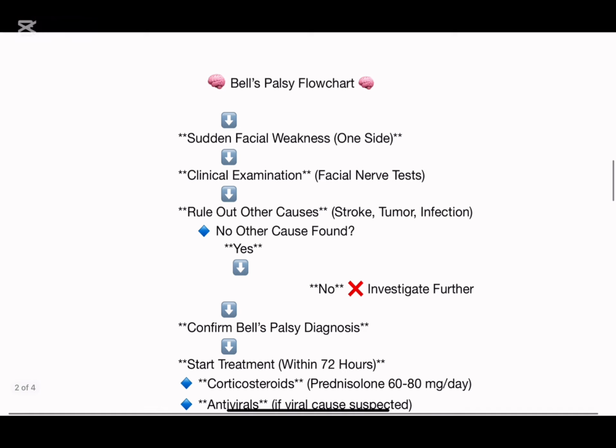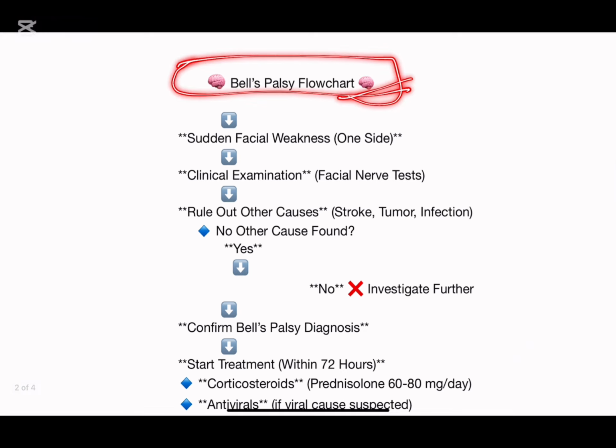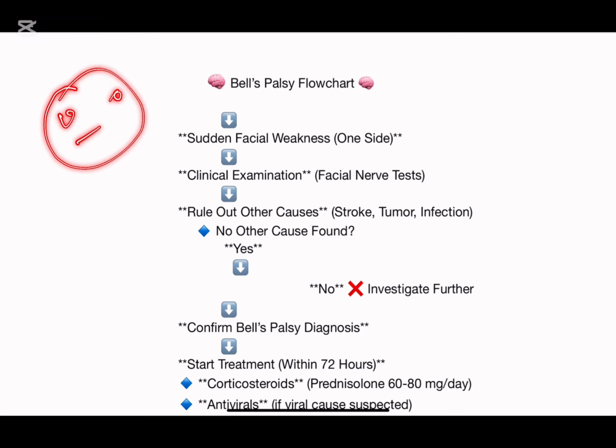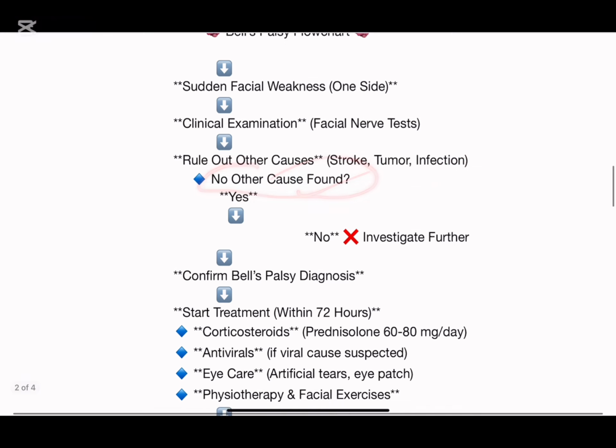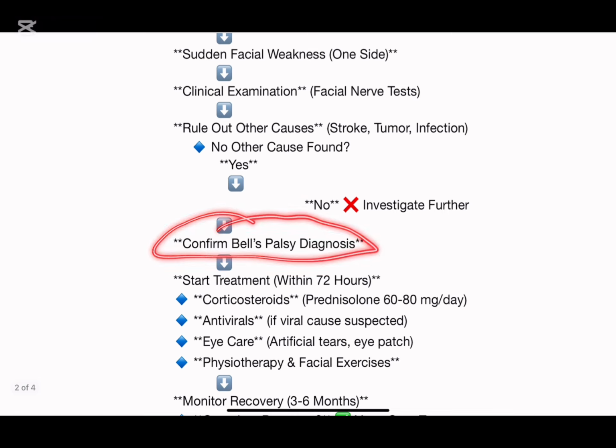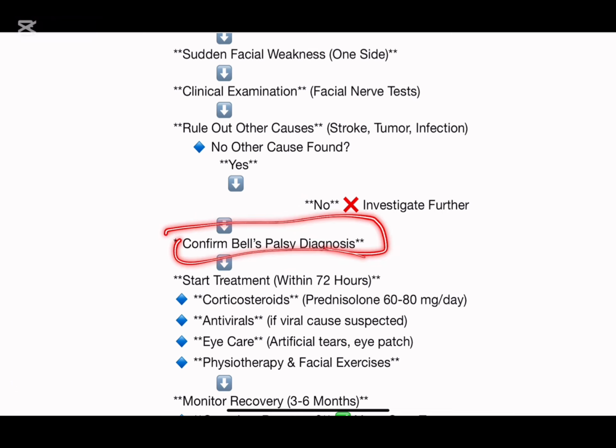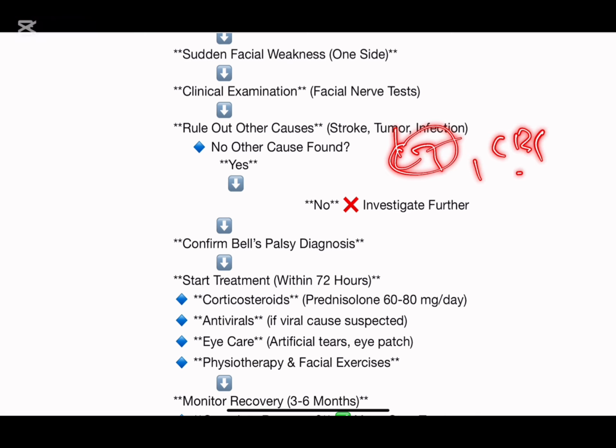Now let's see the flow chart. If we suspect Bell's palsy, meaning the patient comes with weakness of one side of the face, then we should do a clinical examination to rule out stroke, tumors or infections. If no other cause is found, then we confirm Bell's palsy. We can do CT head, CBC and RFT to rule out infections.